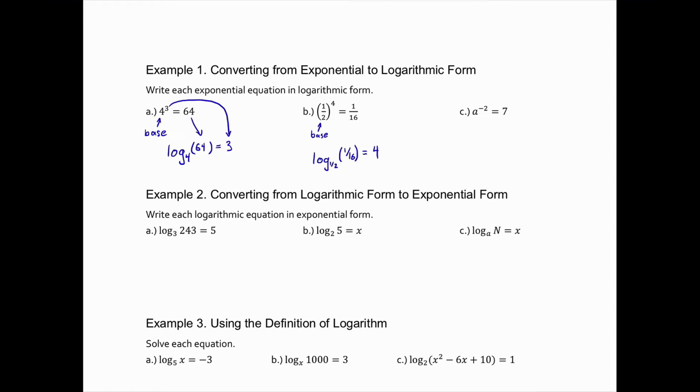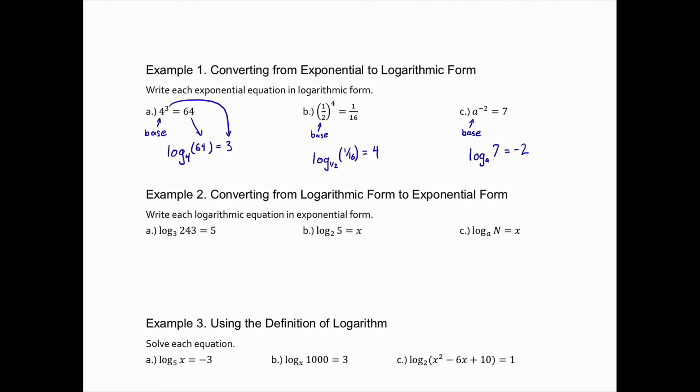And begin to notice the relationship between the base and the numbers on the other side of the equal sign. You can see that 1/2, well, if you just focus on the 2 and the 16, 2 to the 4th is 16. And in the first example, 4 to the 3rd is 64. In this last example, we don't have numbers to deal with, but that doesn't mean we can't switch the forms. The base here is just a, so we have log base a of 7 is equal to -2.